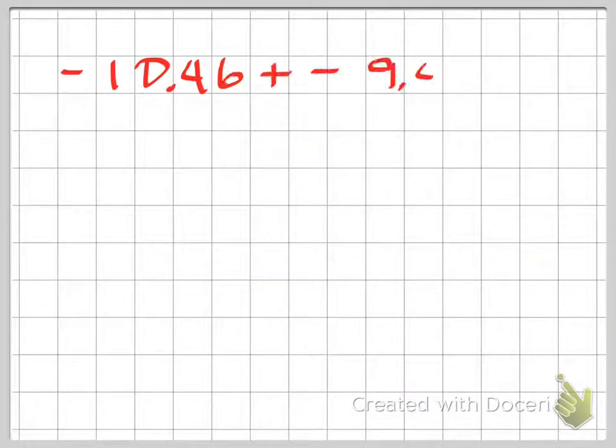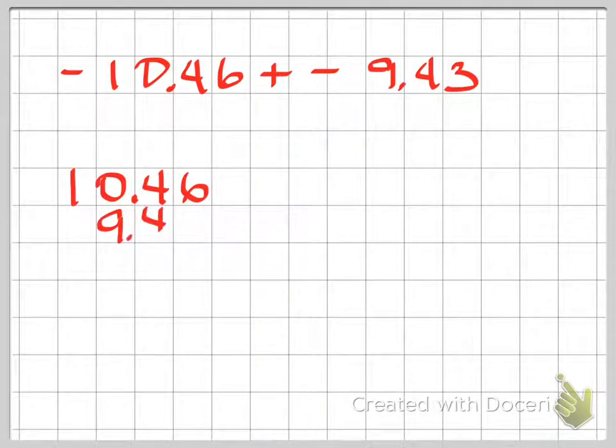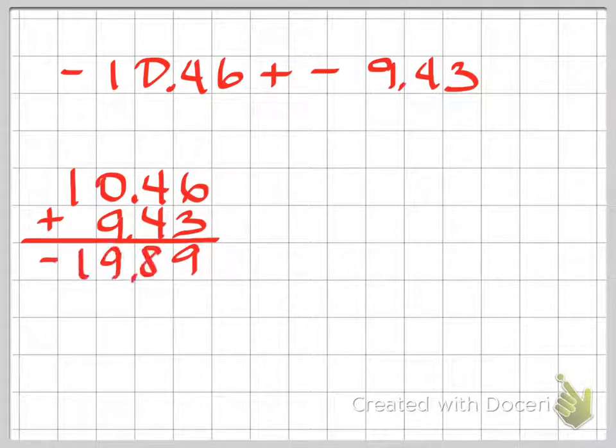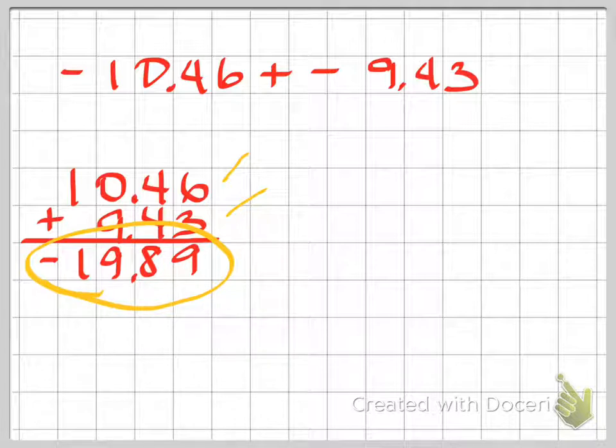Here's another example. Let's say I have negative 10 and 46 hundredths plus a negative 9 and 43 hundredths. Visualize this like algebra tiles, or again use the number line illustration. I'm adding a negative and another negative together, which is going to give me this answer. This is saying that I'm 19 and 89 hundredths away from 0 on the negative side of a number line.